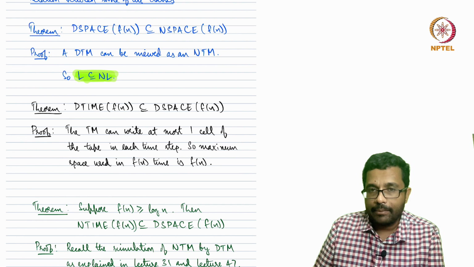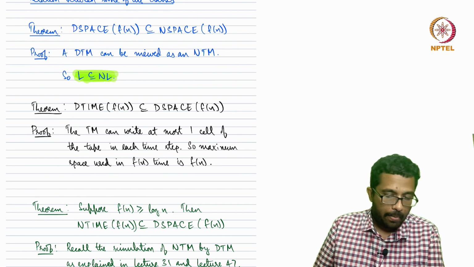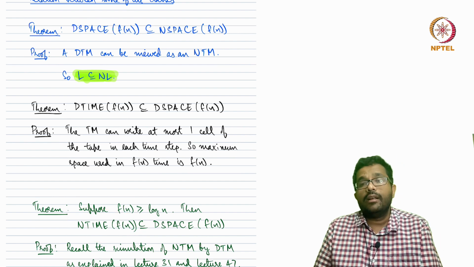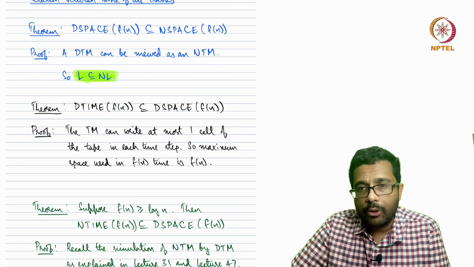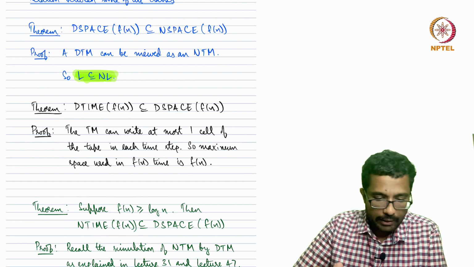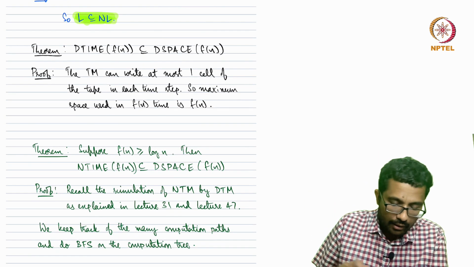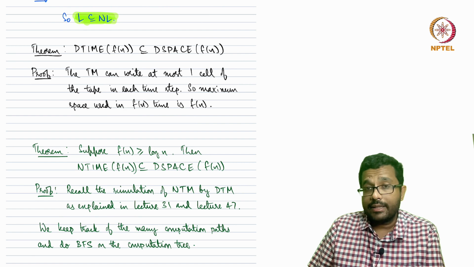So then we cannot use the same idea, because we want to simulate a non-deterministic time bounded Turing machine with a deterministic space bounded Turing machine, right? So we cannot use the same idea. So what we will do is something that we have already seen.